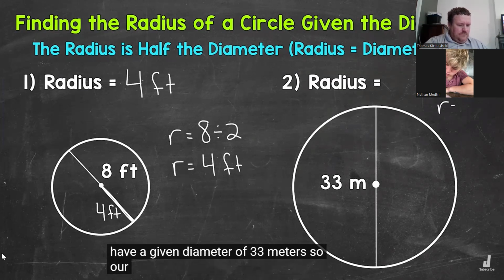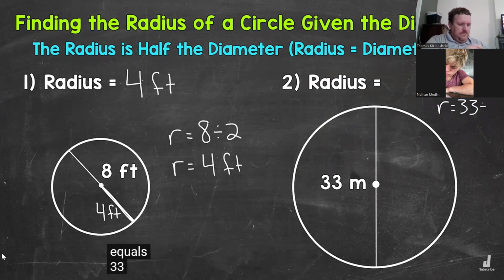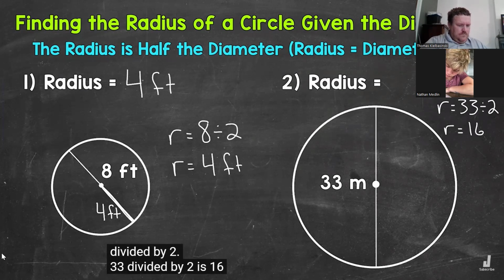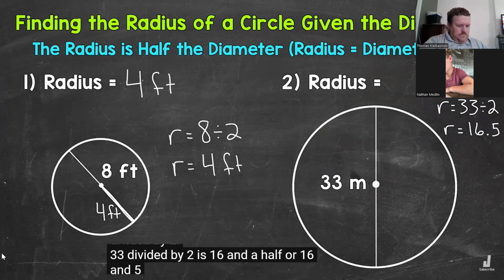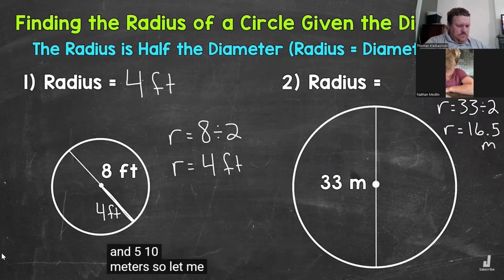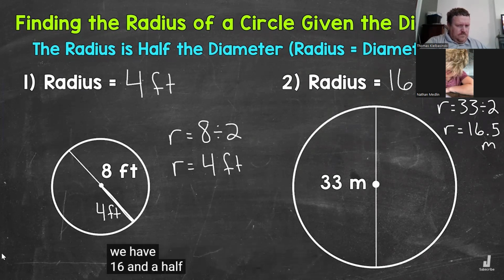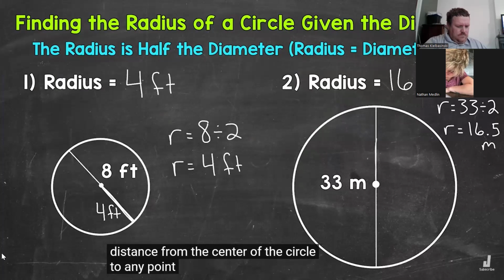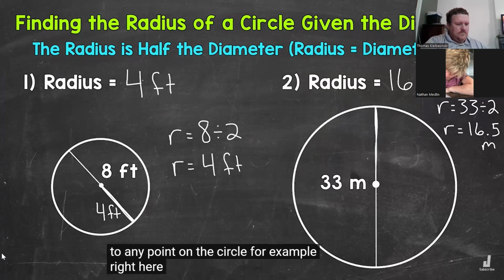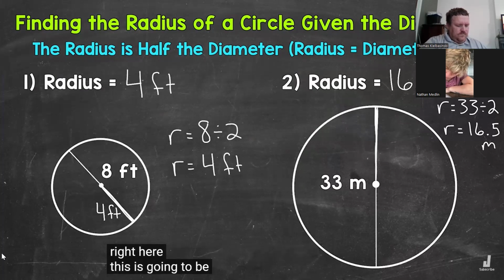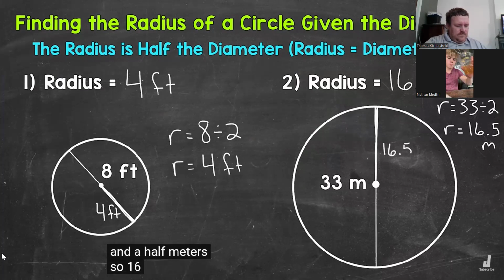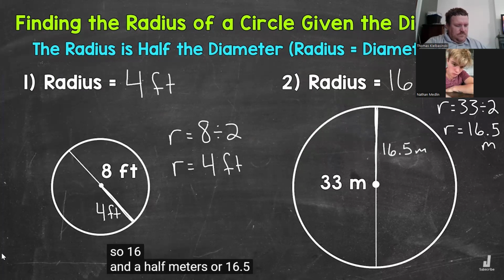So our radius equals 33 divided by 2. 33 divided by 2 is 16 and a half, or 16 and 5/10 meters. So let me rewrite that up top. So we have 16 and a half meters. So of the radius, the distance from the center of the circle to any point on the circle, for example, right here, this is going to be 16 and a half meters. So 16 and a half meters, or 16.5 meters.